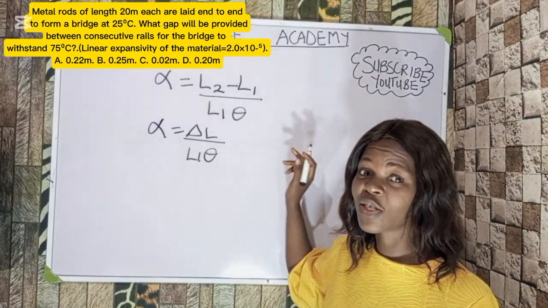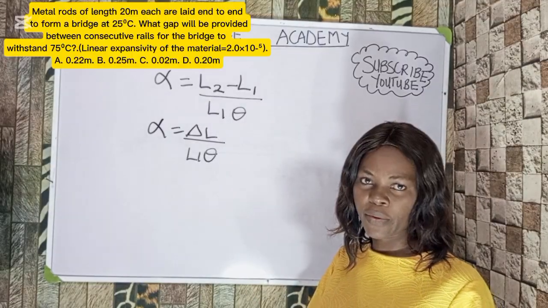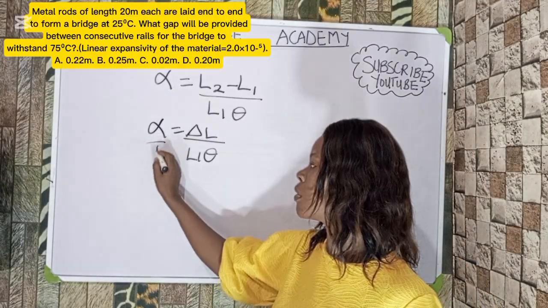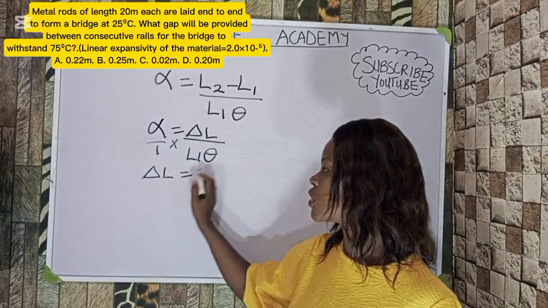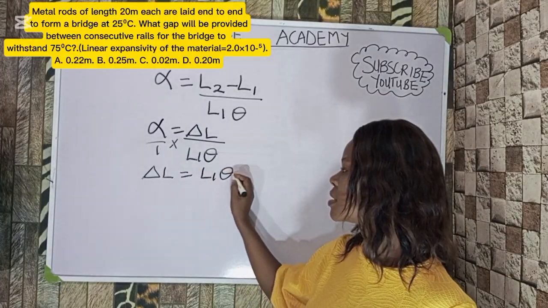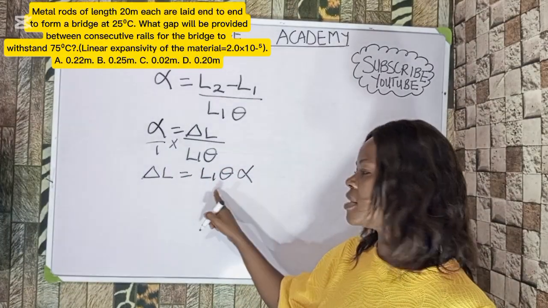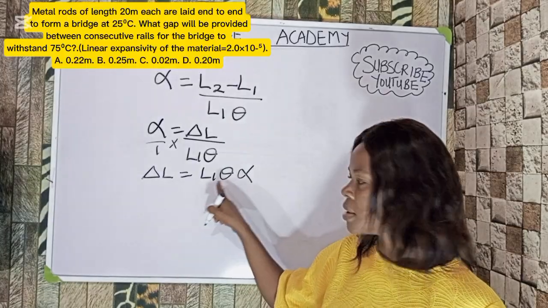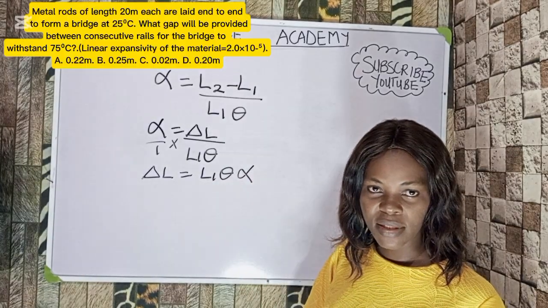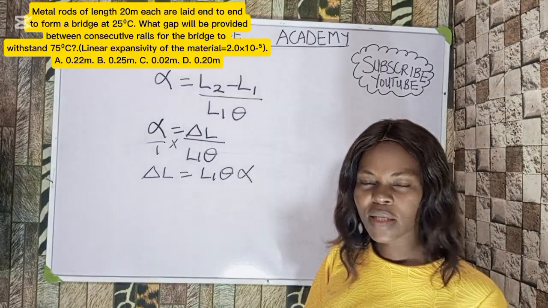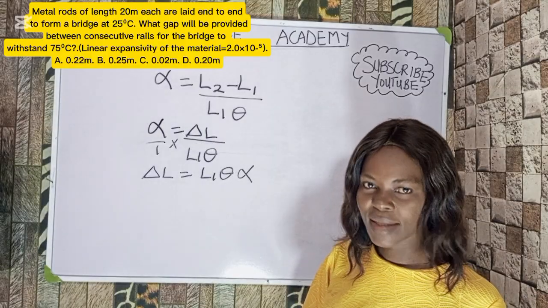If you want to make it the subject, simply cross multiply. Now this is over 1. I can say cross multiply. The change in the length is equal to L1 theta alpha. This L1 is the original length, theta is the change in temperature, while alpha is the linear expansivity. Hope that is clear. So let's substitute into what we have so we can get our answer.